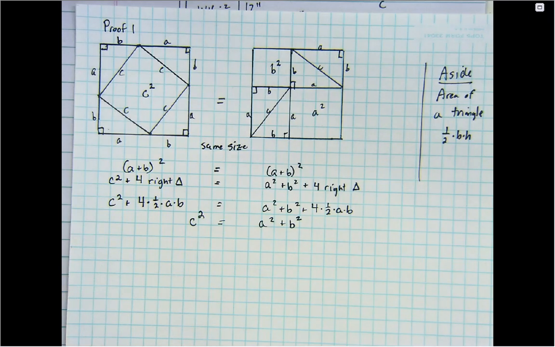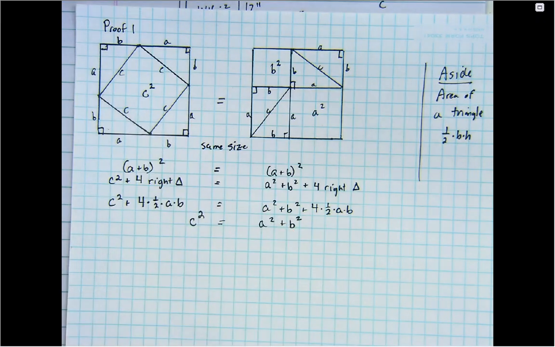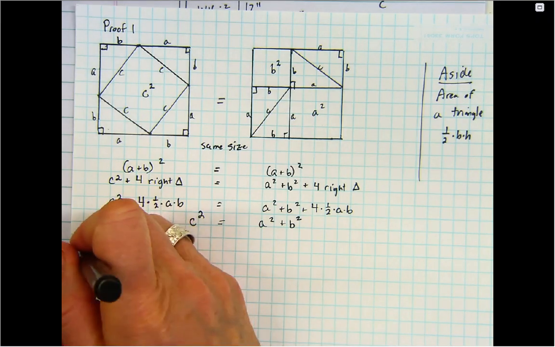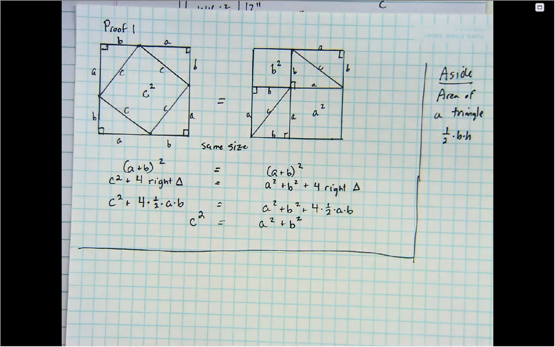We start with two areas that are exactly the same size. We take 4 right triangles away from both areas, and what you're left with are two squares over here, a squared and b squared, and 1 square over here that have to be the same size, because we started out the same size and we took away the same size area. So this is the first proof, just through here, okay? And you do need all of it. You need the 2 drawings and the algebra to describe what the drawings are saying.